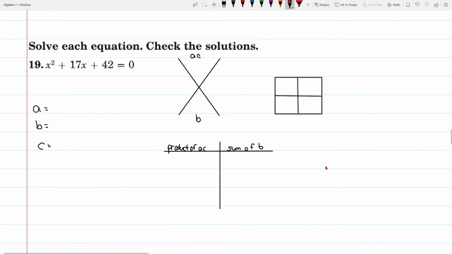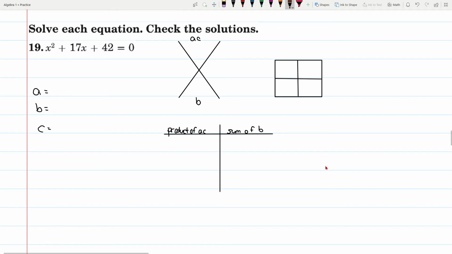And now we get to actually solving the equations. We're going to solve them the similar way here as we were factoring. We have to first factor this though. And so our a is 1, our b is 17, and our c is 42. So a times c is 42, b is 17, so we're looking for a product of 42 that adds up to be 17.